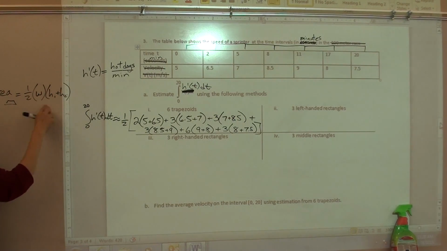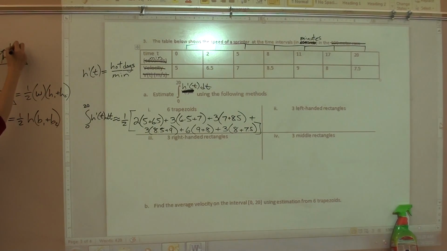This is not what you learn. Here's what you learn when you're a kid: 1/2 times the height times the sum of the bases, right? So that's your height, that's base 1, base 2. But for us, our trapezoids are all turned sideways. So the width is actually the height, and the heights are the bases.